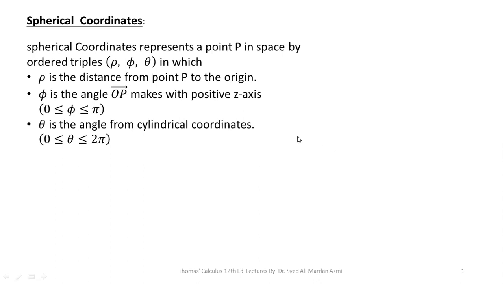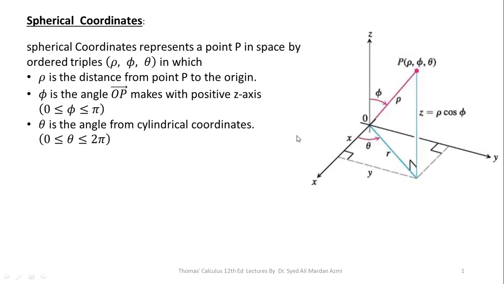Welcome to my channel. In this lecture, we will briefly discuss spherical coordinates and then we will learn how we can evaluate triple integral in spherical coordinates. Spherical coordinate represents a point P in space by the ordered triplet rho, phi, and theta, in which rho is the distance of the point from the origin. Here, this is rho. Phi is the angle OP makes with positive z-axis.